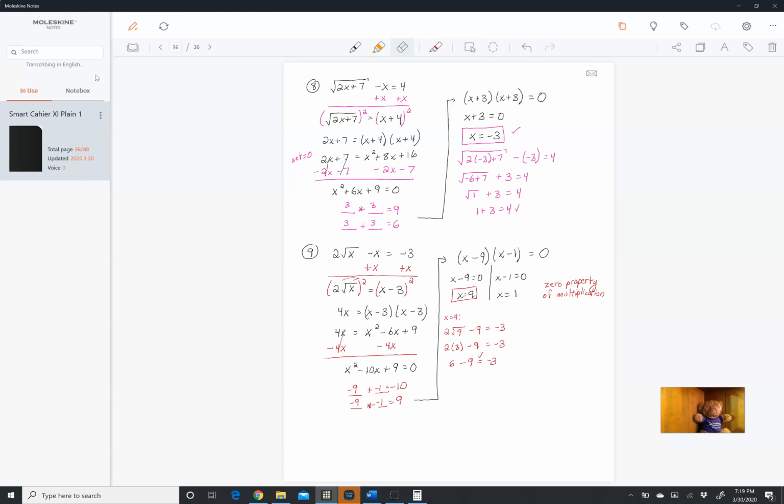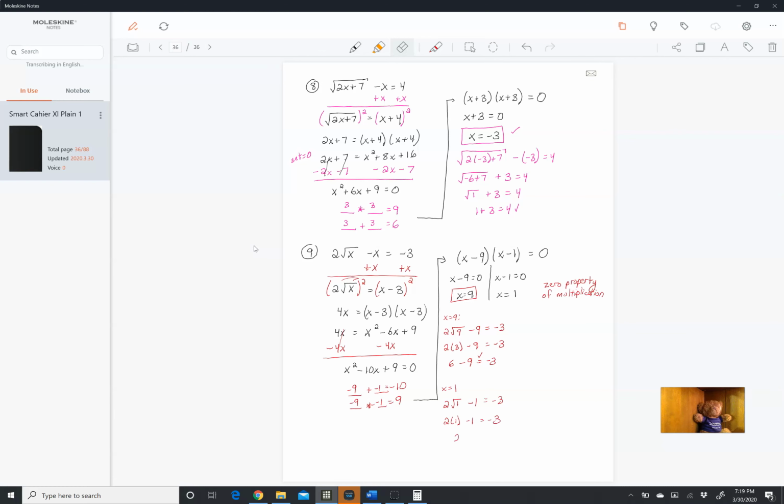Okay, let's take the other one. x equals 1. So just be careful when you plug this in that every x is being switched to a 1. Okay, that can be a typical mistake that somebody will plug in a 1 here, but then plug in a 9 here. Okay, all x's get replaced with a 1. So 2 times the square root of 1 minus 1 is equal to negative 3. 2 times 1 minus 1 equals negative 3.